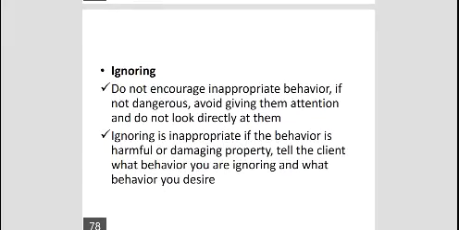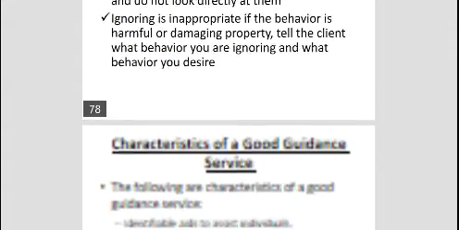Ignoring, do not encourage inappropriate behavior. If not dangerous, avoid giving them attention and do not look directly at them. Ignoring is inappropriate if the behavior is harmful or damaging property. Tell the client what behavior you are ignoring and what behavior you desire.